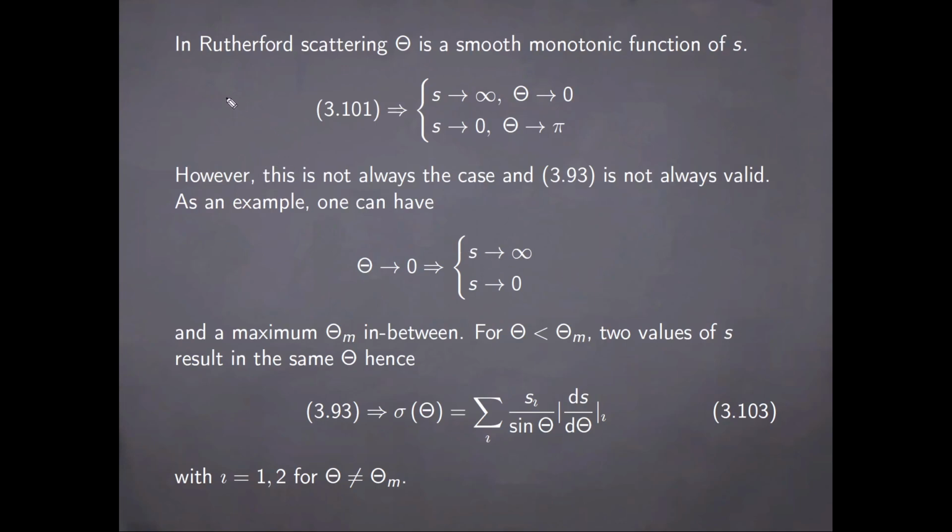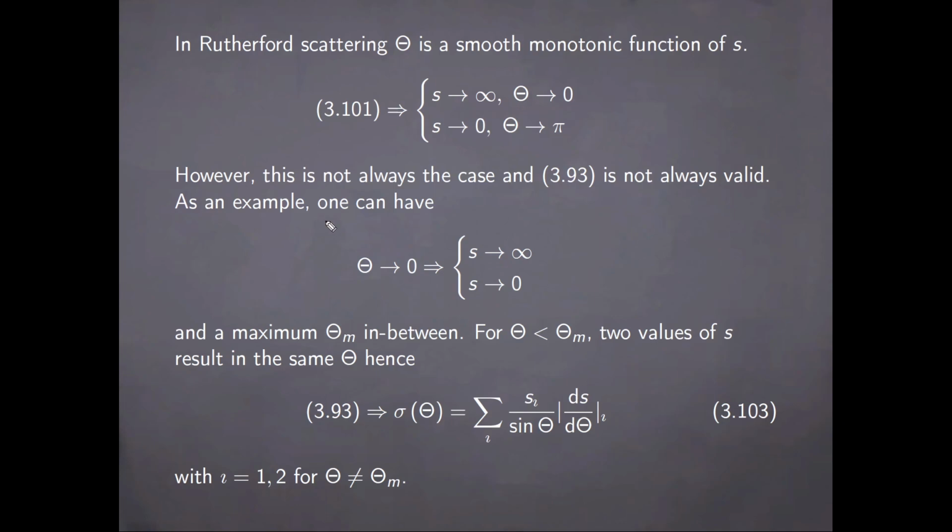Namely, we begin from the observation that in Rutherford scattering, or in conventional Coulomb scattering, the scattering angle is a smooth monotonic function of the impact parameter. So the implication of equation 3.101 is that when the impact parameter goes to infinity, the scattering angle goes to 0, and when the impact parameter goes to 0, the scattering angle goes to pi. However, this is not always the case, and equation 3.93, which is the differential cross-section, is not always valid.